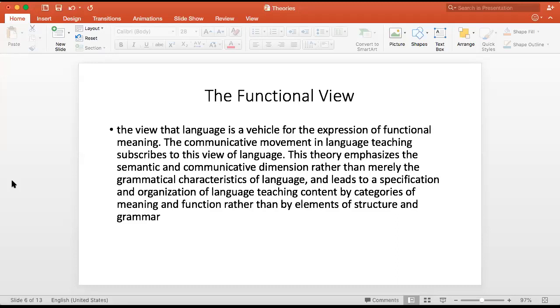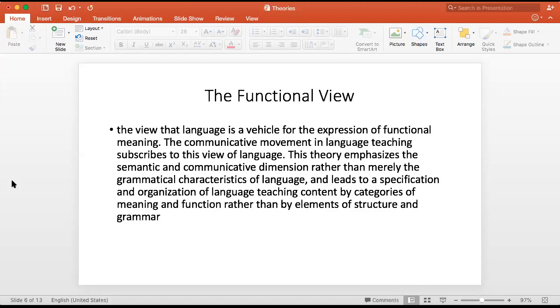So in the functional view of the language, of course, the syllabus differs from the syllabus of the structural view of the language, right? So they go by categories of meaning and function rather than structure and grammar. So here we can say that approach affects the method, and method, of course, affects the technique, right? As we differentiated between the three terms, we came to know that technique is related to the exercises, practices, drills that language teachers do with their students. So the content, the syllabus, the course, everything would be different according to the approach that is taken up by the teacher in a classroom.